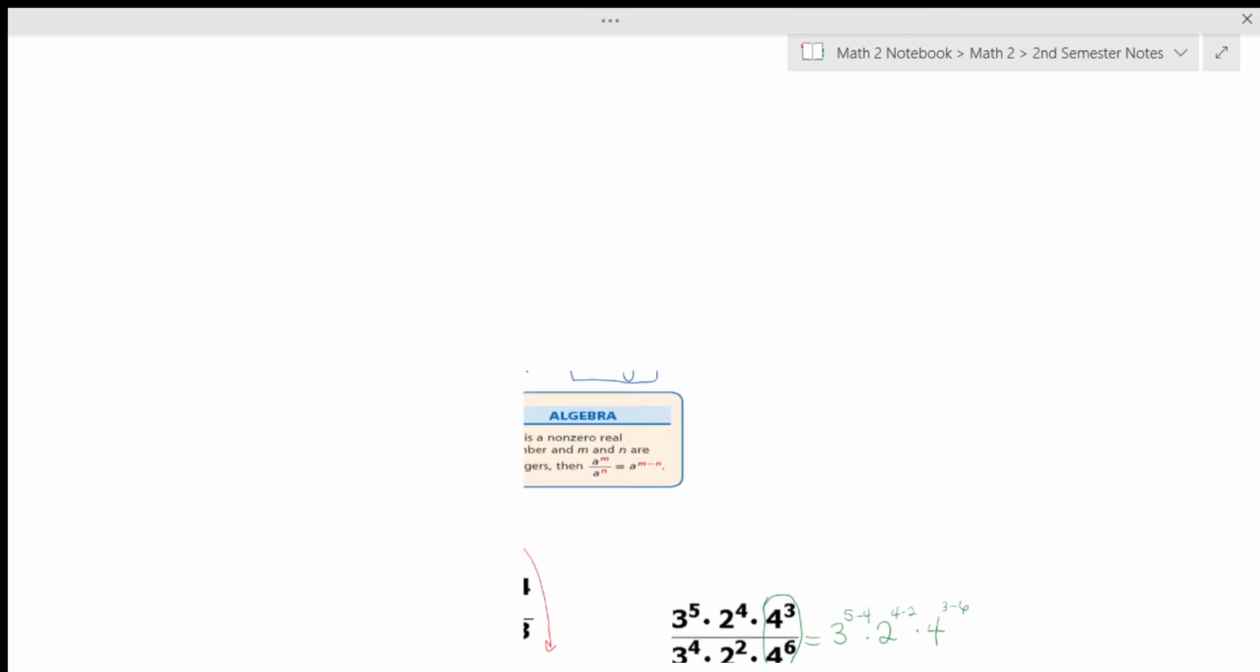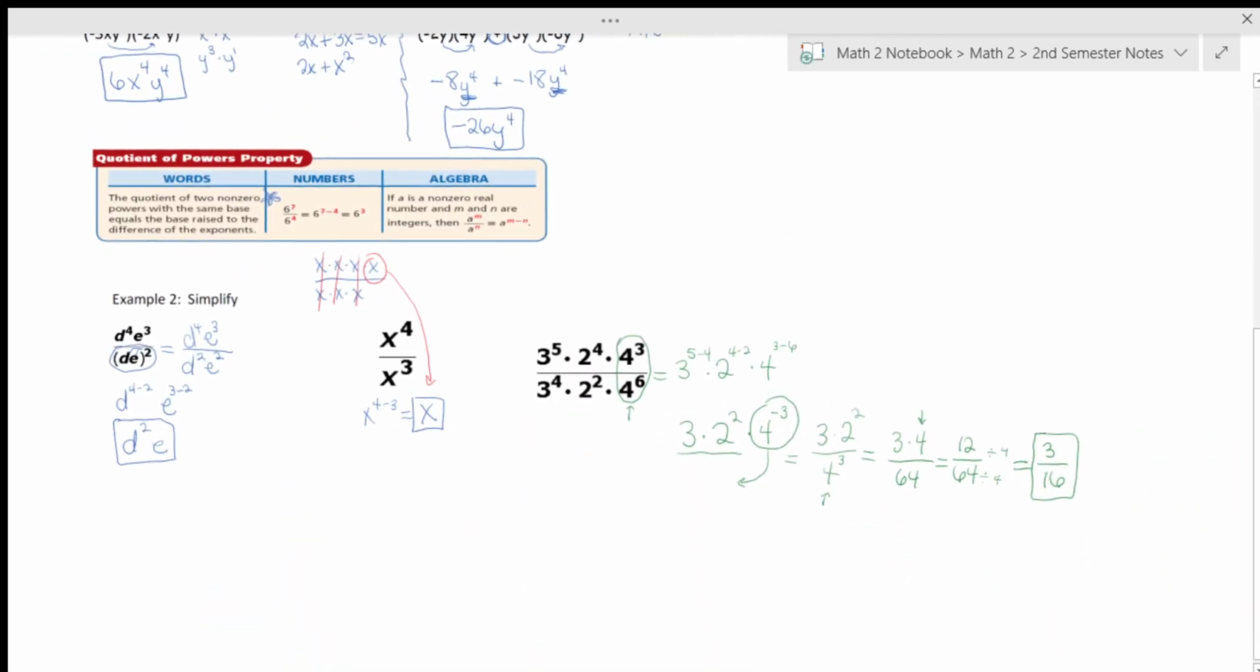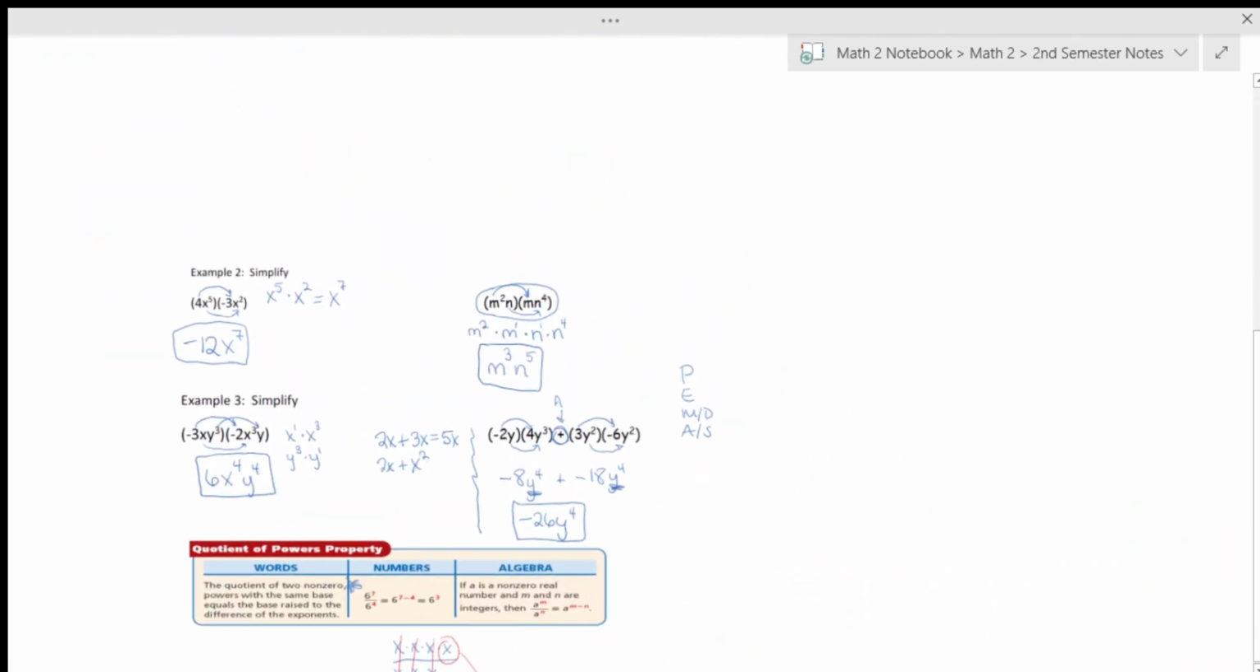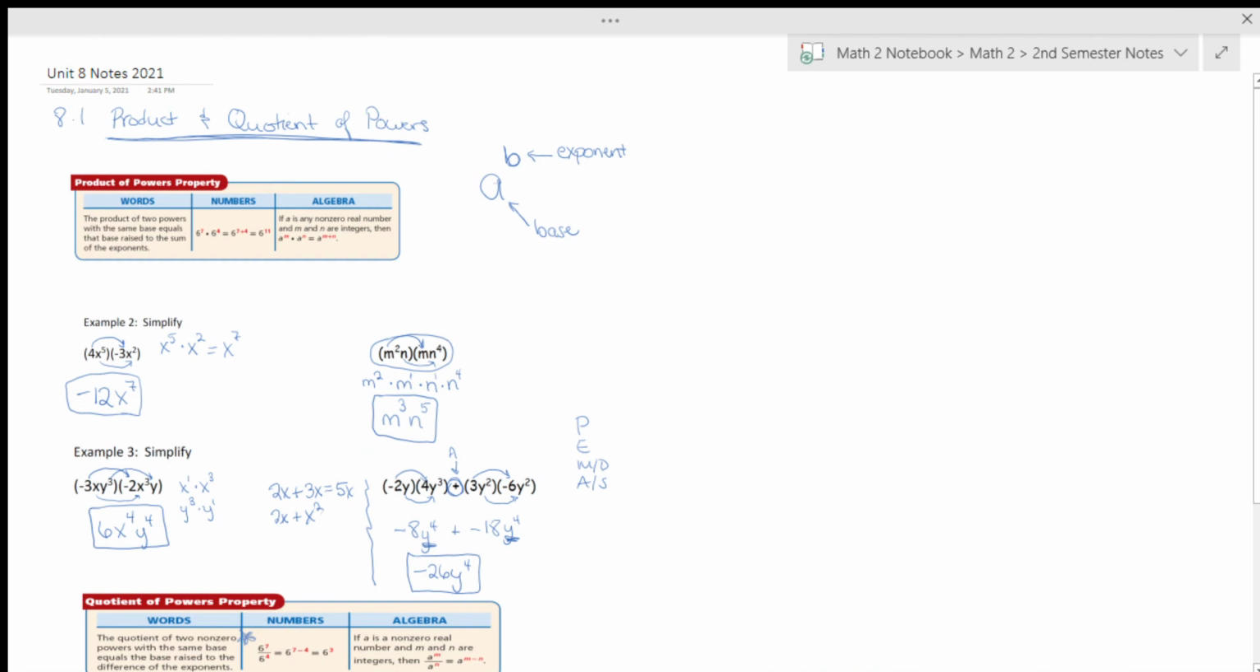Okay, and that is it for reviewing product and quotient of powers. So the quotient shortcut is to subtract our exponents, and the product shortcut is to add our exponents. Let me know if you have any questions.